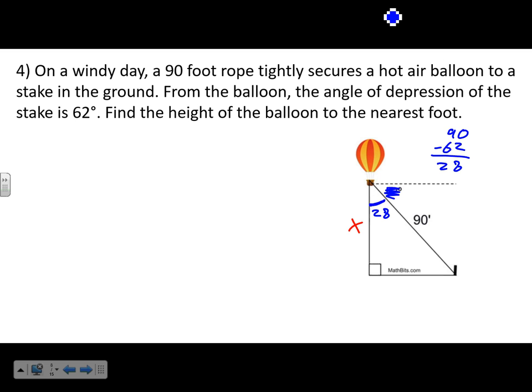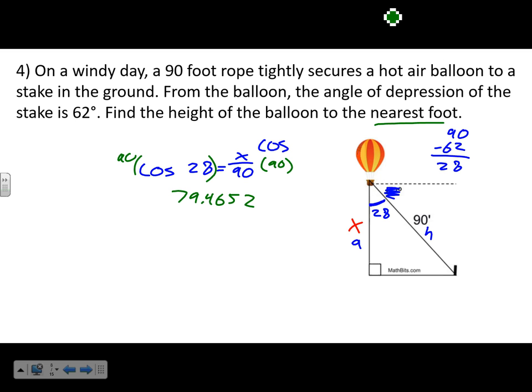So we have the hypotenuse and the adjacent. So that's going to be cosine again. So the cosine of 28 is equal to the adjacent over the hypotenuse. Multiply both sides by 90. 90 times cosine of 28 is 79.4652, and it's to the nearest foot, so the nearest foot would just be this 79, so that's 79 foot. That 4 doesn't make that 79 into 80.